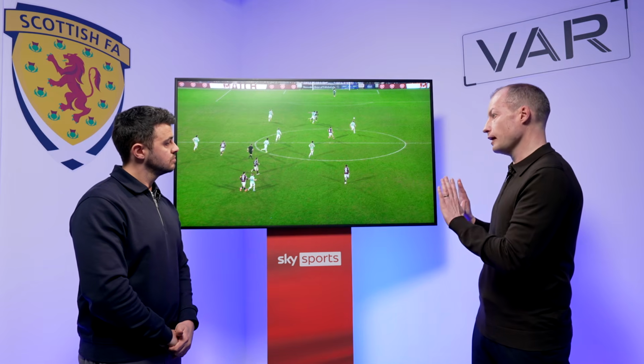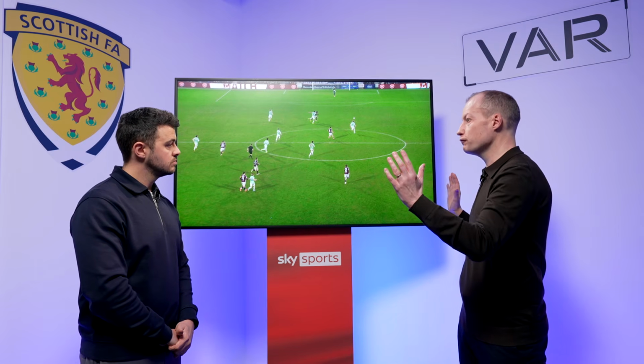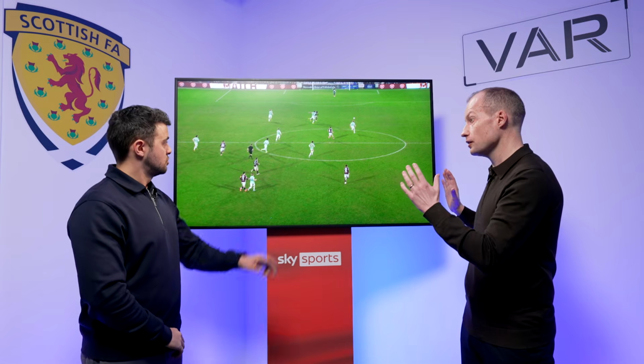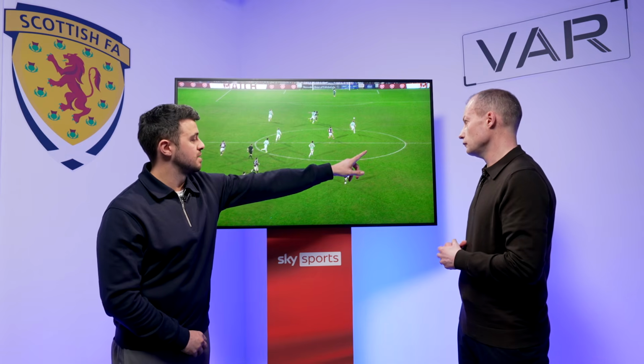If you look at the main camera, it can be difficult to make that judgment, particularly when you judge how far away the covering defenders are, how far away this player is. You don't get the perception of that from the main camera angle.